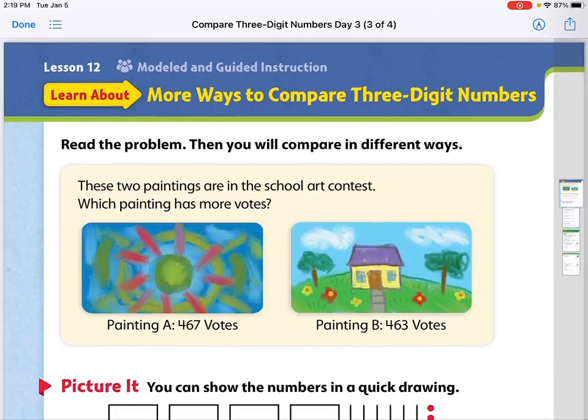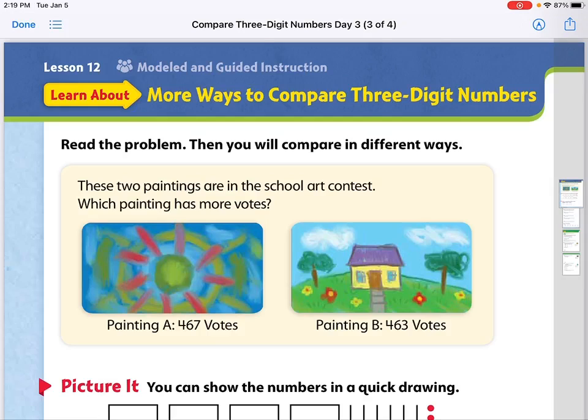Hi, second graders. We are going to continue with comparing three-digit numbers today, and we are in the instruction book on page 108. So let's go ahead and get right to our work today.